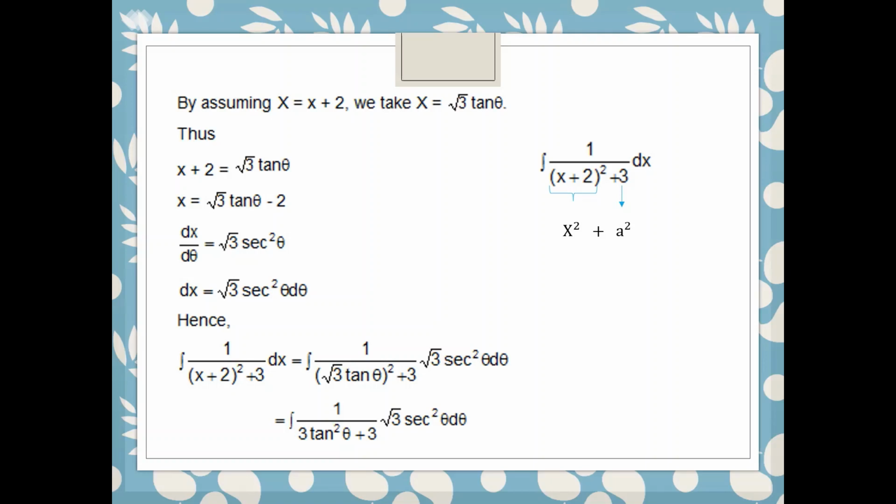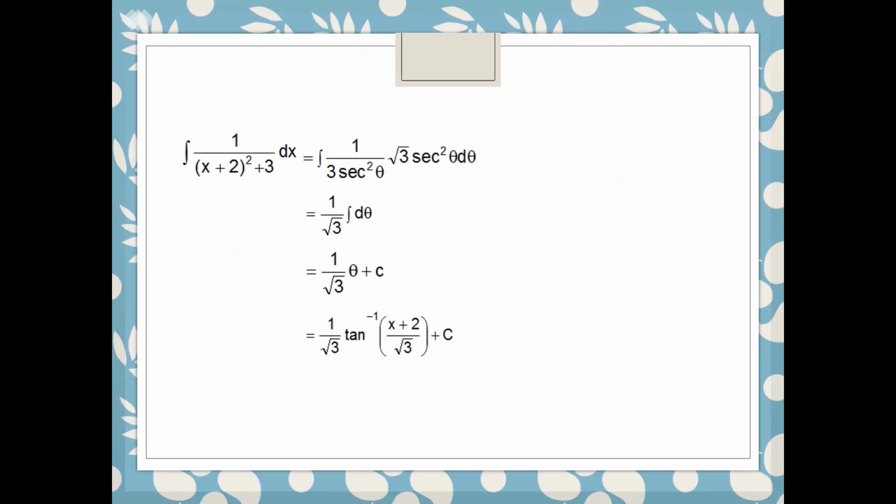Substitute both x plus 2 and its derivative into the given integral. Simplify, you will get a new integral in terms of theta only, which is 1 over square root 3 multiplied with the integration of 1 with respect to theta. Integrate this, you will get 1 over square root 3 theta plus c, in which theta here is equal to the arctangent of (x plus 2) over square root 3.